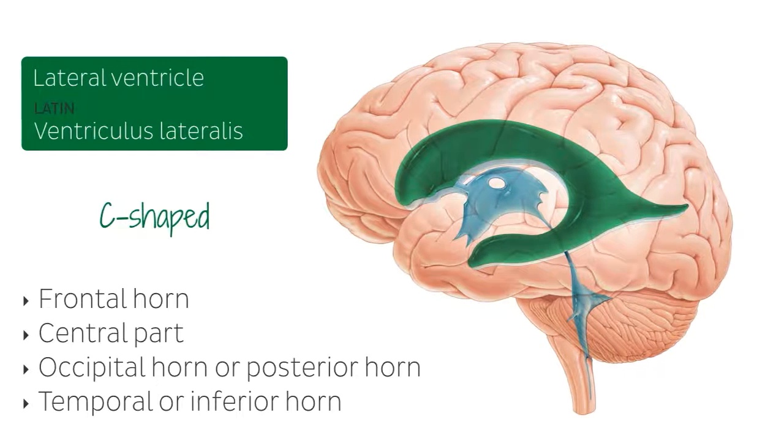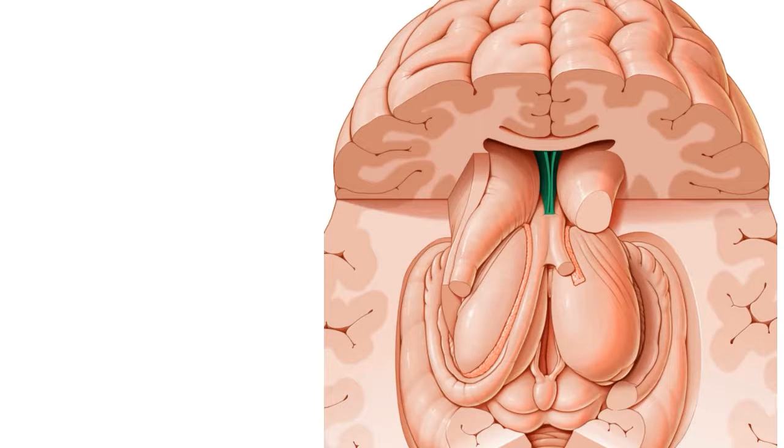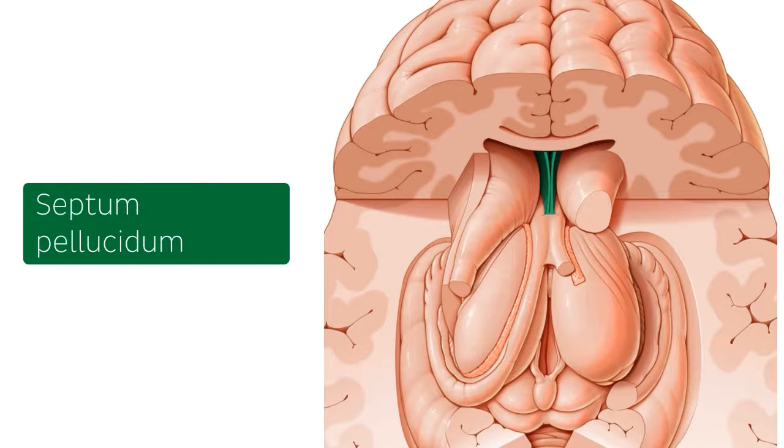The 2 anterior horns of the lateral ventricles that we just saw are separated by this thin bilayered membrane, the septum pellucidum. So as I mentioned, this is a bilayered membrane, and it extends between the fornix inferiorly and the corpus callosum superiorly and anteriorly.